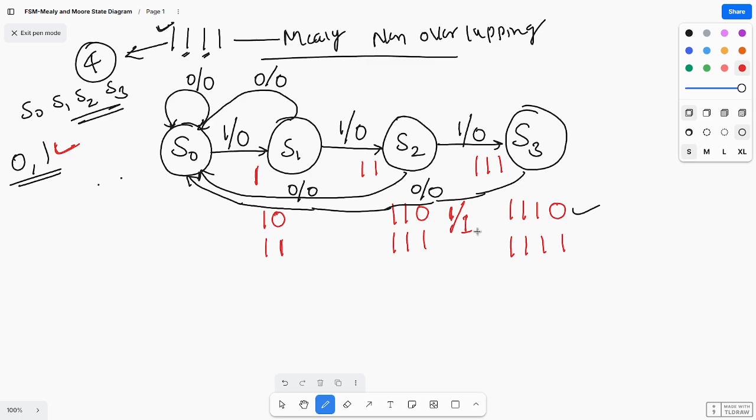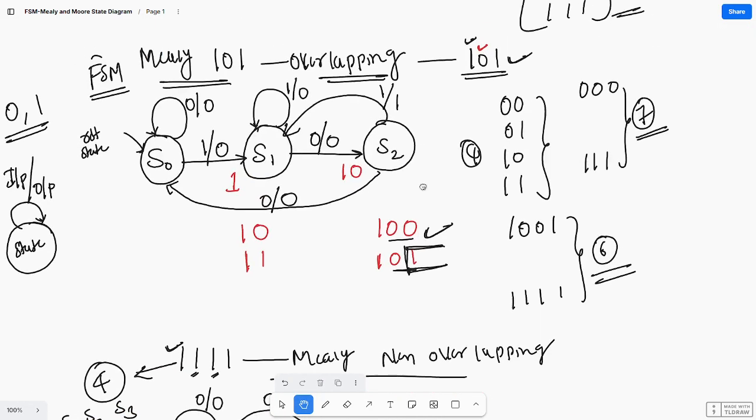Sir, after the last state, where can we go? We need to go to S1 or S2 after getting 3 ones. It will start from the reset state, the initial state. In the sequence I already told, so if the sequence is detected, it will start freshly.